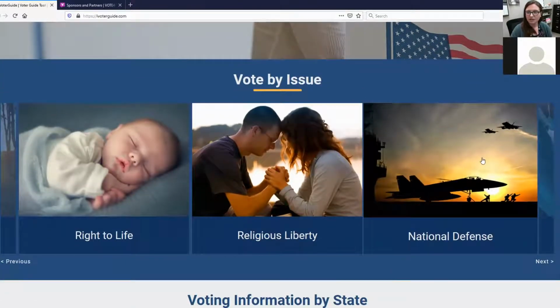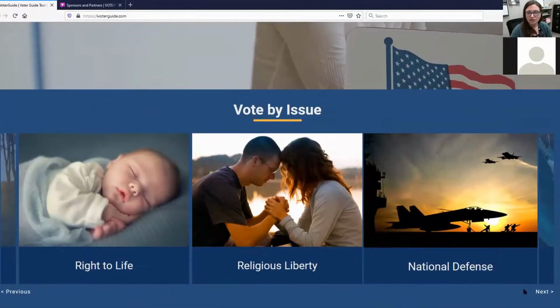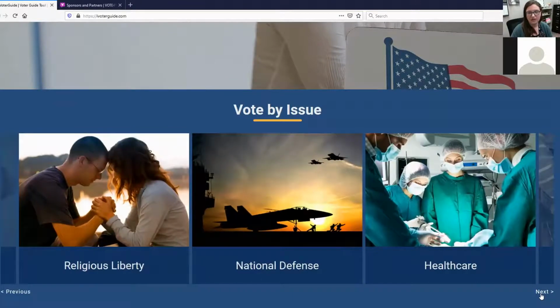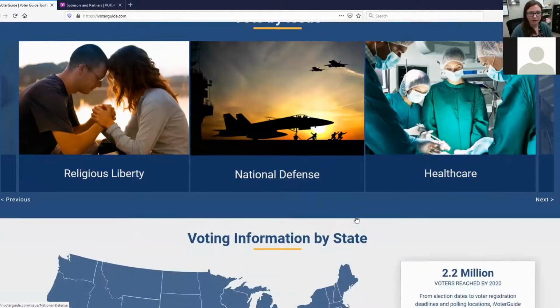When you get down here, you can vote by issue. So if you were to go to Right to Life, Religious Liberty, National Defense, Healthcare, etc., you would be able to see which party, what their views or their stances are on each particular issue. So they do focus primarily on Republican versus Democrat here.